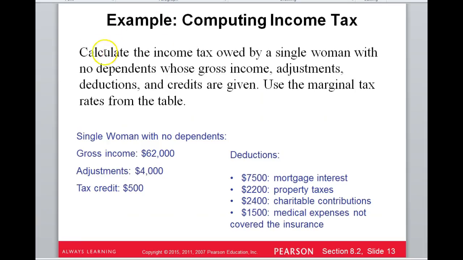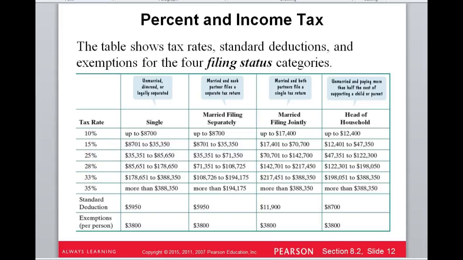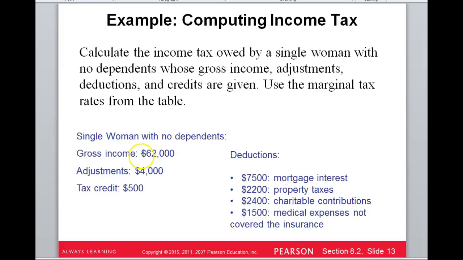All right, so here's an example. How do we come up with the income tax owed by this single woman? She has no dependents. Her gross income, deductions and credits are given down here, and we want to use the marginal tax rates from this table over here. So this is her gross income. These are the adjustments and the tax credits. These are some deductions that she can take.